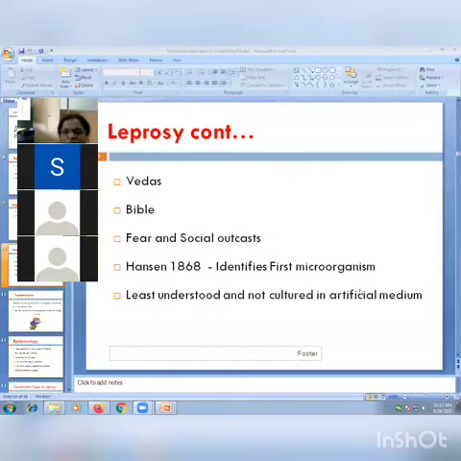the scientist, but due to absence of growth on culture medium, these organisms were not studied properly or least understood, due to no growth on artificial culture medium.